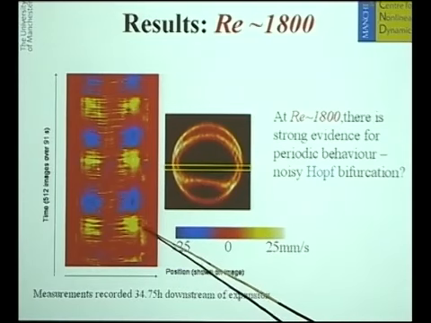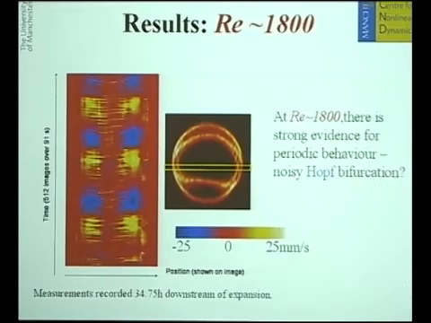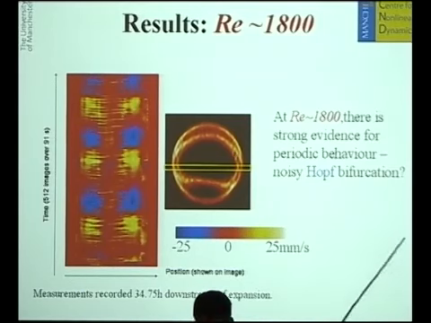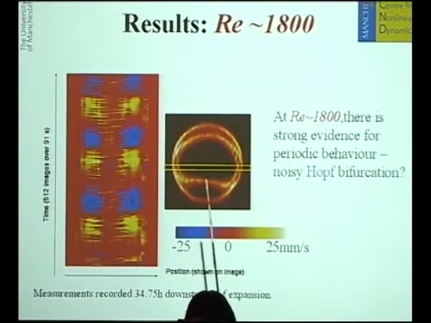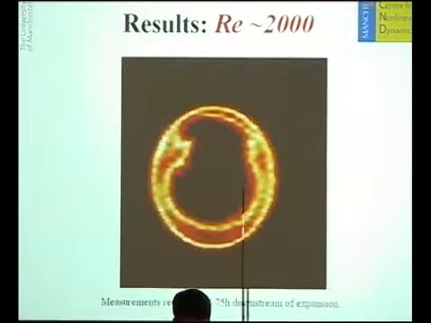If I increase the Reynolds number further, and now I'm looking at this pixel line across here, you can see that my flow at the edges, my shear layer, grows and shrinks periodically. And this might be evidence of a Hopf bifurcation.